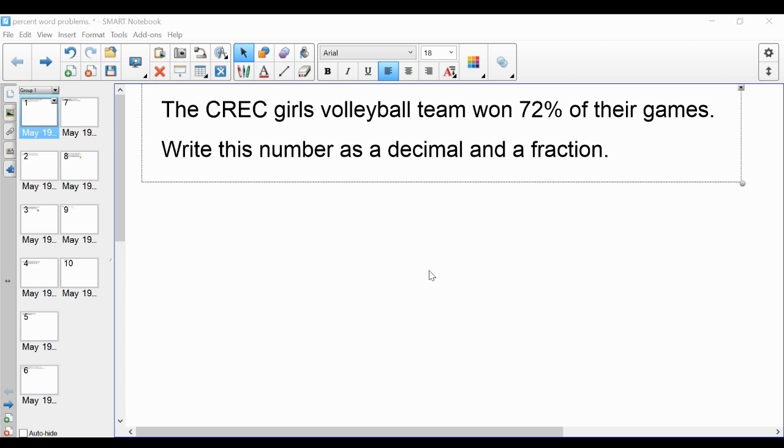Good morning, everyone. Here are some percent problems. If you'll notice, these are the same percent problems that are in your assignment for today. I did that on purpose.